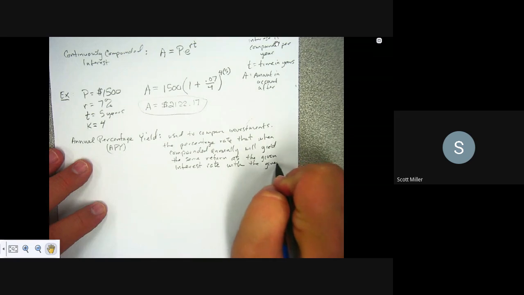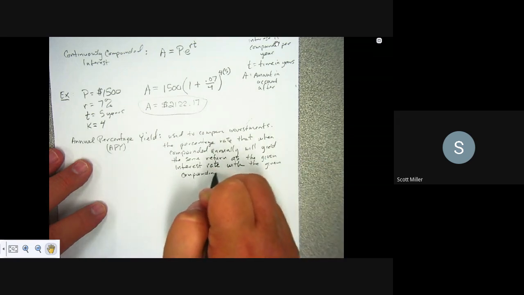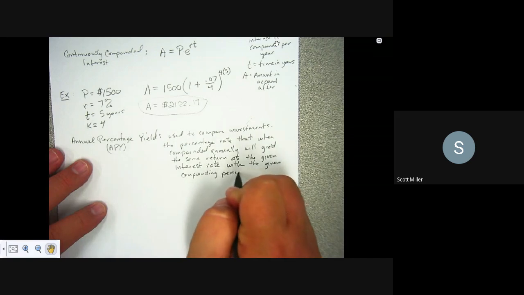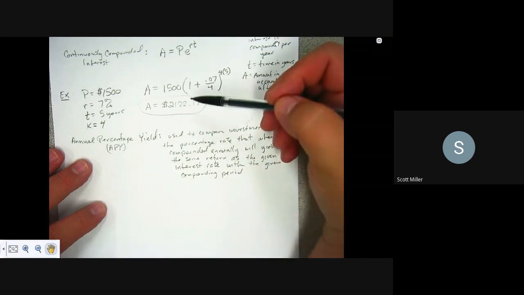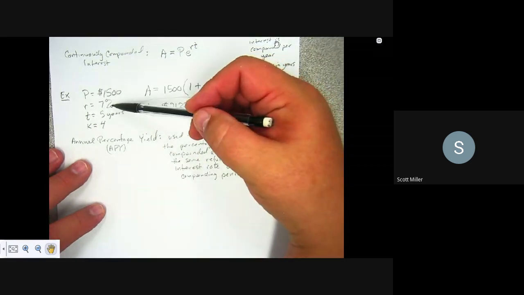With the given compounding period. So this example right here, we have an annual percentage rate. So this would be kind of like the APR, annual percentage rate of 7%. We're going to do this for 5 years, but we're going to compound it 4 times a year.